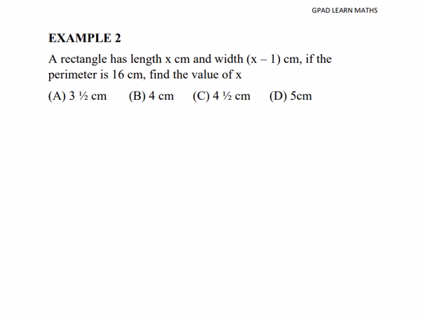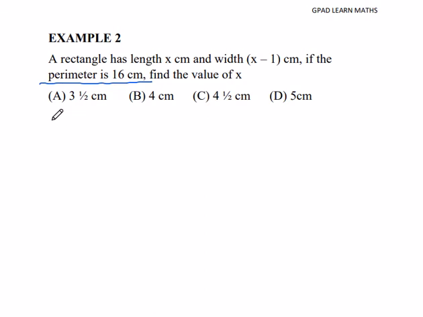Okay, so we have an example here. A rectangle has length x centimeter and width x minus 1 centimeter. If the perimeter is 16 centimeter, find the value of x. We were given the perimeter. Look at this, perimeter is 16 centimeters.